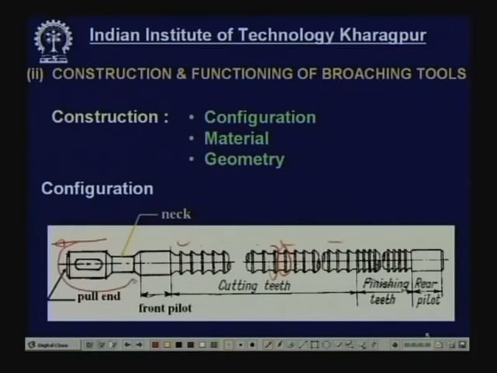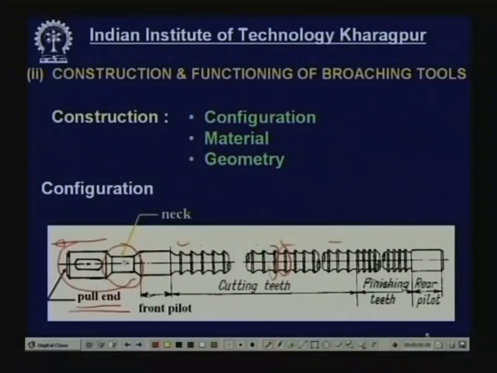In the front, this is called the pull end. This will be connected with the adapter, the adapter with the slide, and the slide will pull the broach through the workpiece. And this is the neck portion. Here you see the diameter of the neck is much smaller, deliberately made smaller. If by chance the cutting force increases very much and there is a chance of breakage or damage of the tool, it will break here only, and the entire broach will be safe. So, this is for safety purpose. And this is called the front pilot. This will first enter into the hole to be finished.